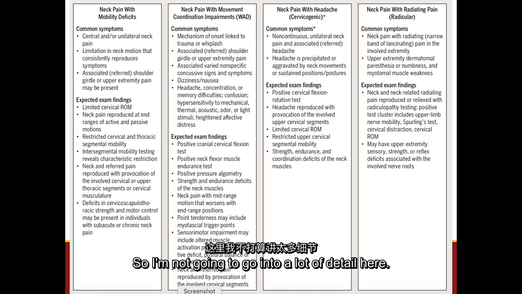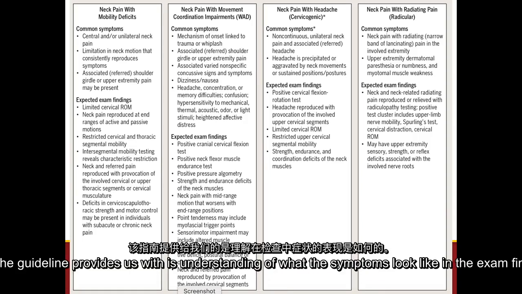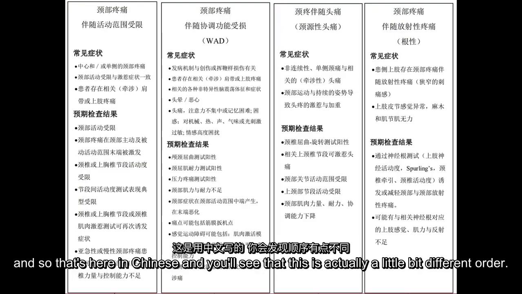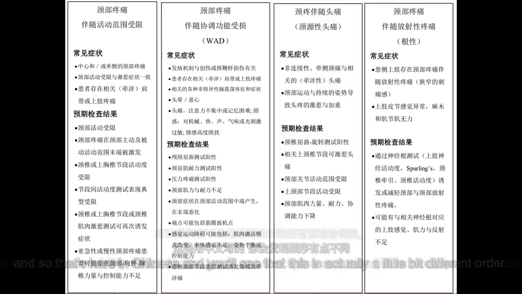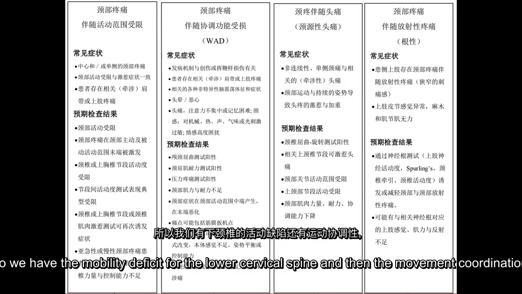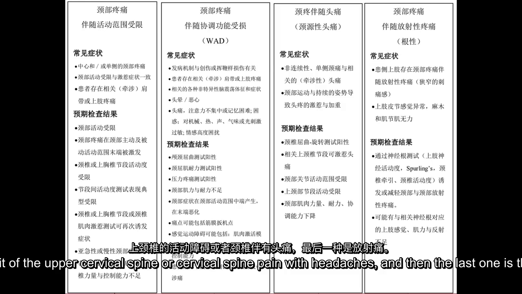So I'm not going to go into a lot of detail here. What the guideline provides us with is understanding of what the symptoms look like and the exam findings. And so that's here in Chinese. And you'll see that this is actually in a little bit different order. So we have the mobility deficit for the lower cervical spine, and then the movement coordination, the mobility deficit of the upper cervical spine or cervical spine pain with headaches.